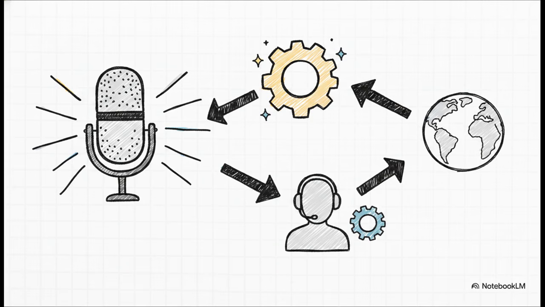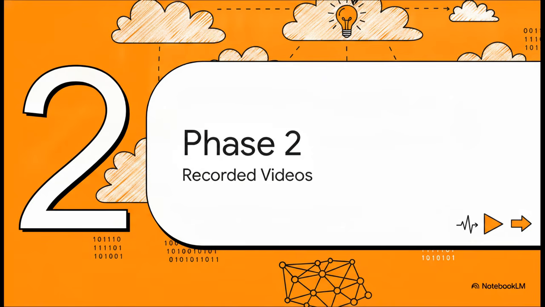But if you're dealing with, say, highly technical industry jargon and you want a bit of a safety net, there's a co-pilot assistance mode. It gives you human oversight to ensure absolute precision, while still instantly breaking down those language barriers for the audience. Moving right along to Phase 2, upgrading recorded videos.